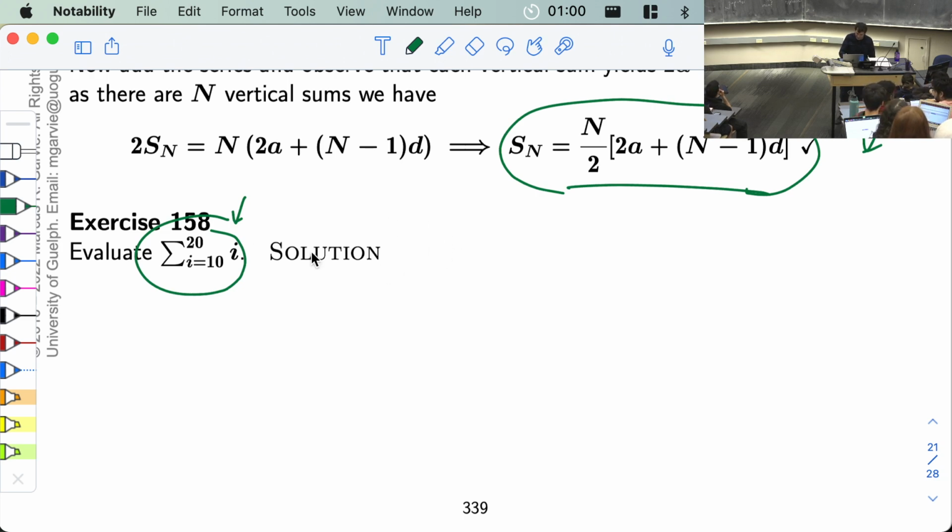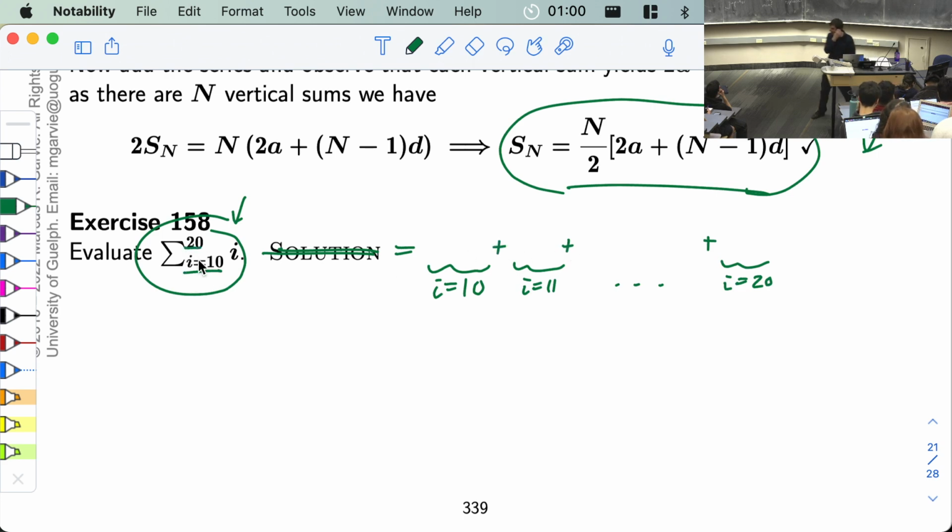First, let's figure out what it says. So this is a sum. So what is this thing? It's some big sum. We've got to add up the numbers. I is 10, then I is 11, and we go all the way up to I equals 20. That's what the top and the bottom mean, right? I equals 10 to 20.